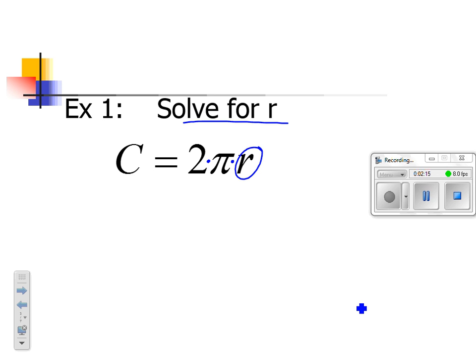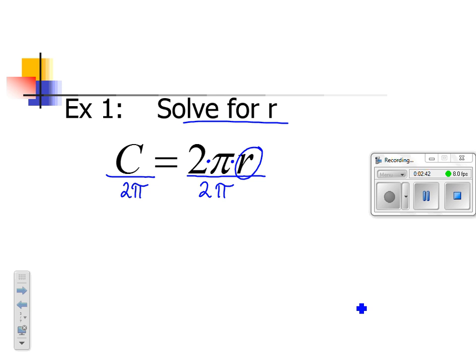Now we've learned about solving equations. When we do solve an equation, we use inverse operations. So the opposite of multiplying would be dividing. So what you do to one side when you're solving, you do to the other. We've talked about that before. So the opposite of multiplication would be to divide both sides by 2 pi.